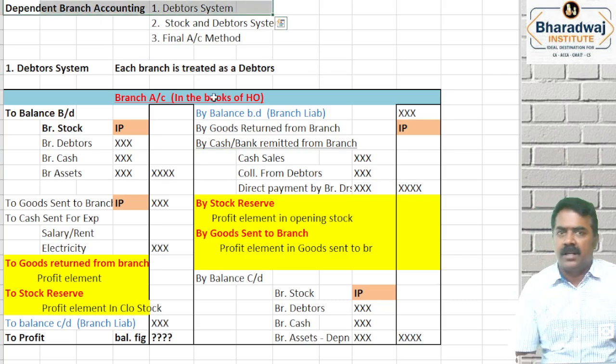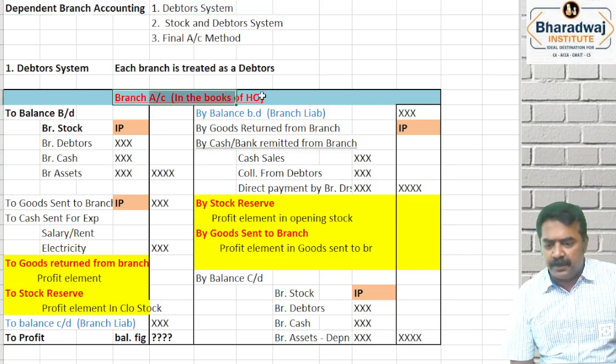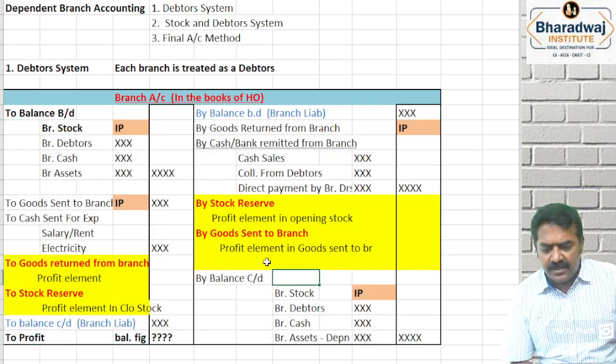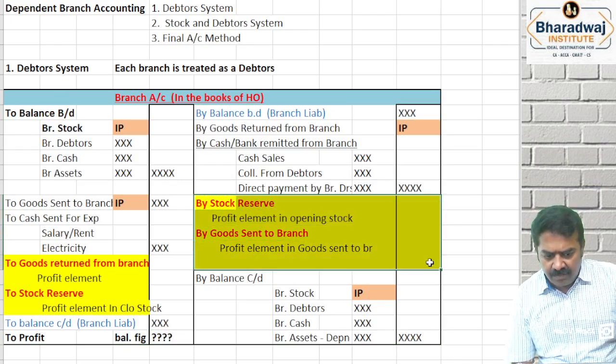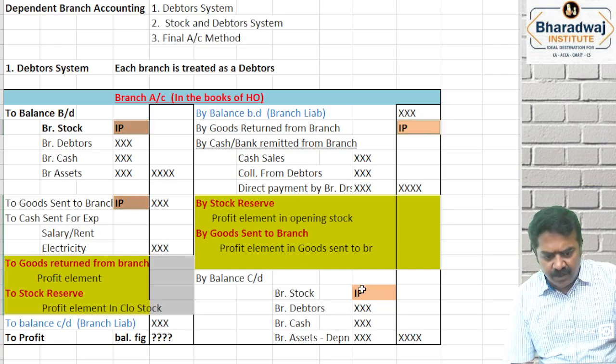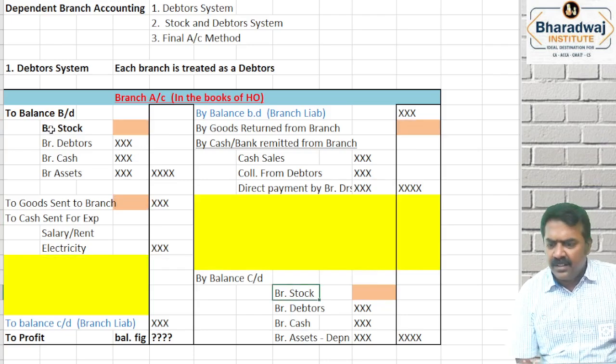What is a dependent branch? This branch account is prepared by head office. This branch account is prepared by what? Head office. All the transactions are entered by head office. Normally, debtors, whenever you give goods or cash, debit the receiver. Whenever you give the goods or cash, you debit the receiver.